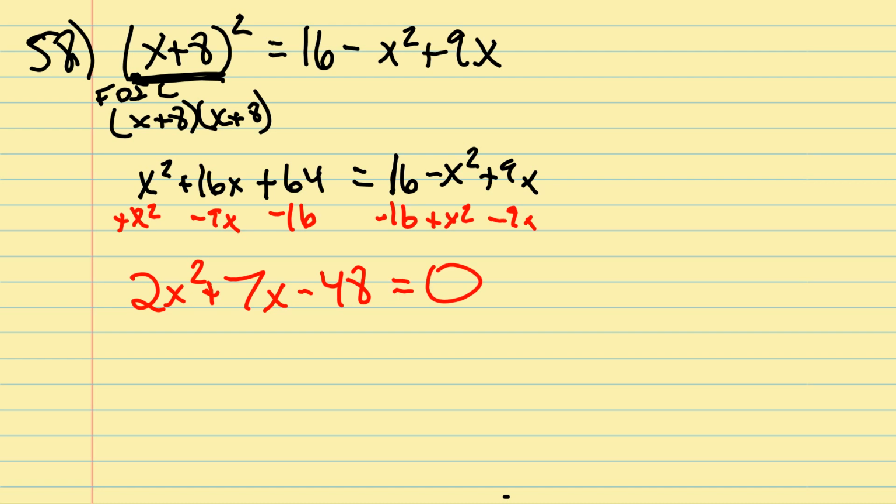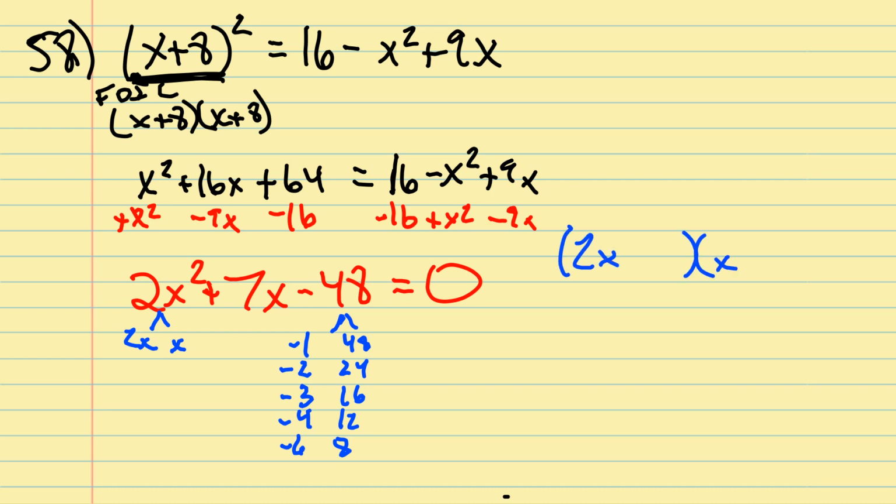Now I go through and I say, how do I get 2x squared, 2x, and x? That's the only option. How do I get 48? Minus 1 and 48, minus 2 and 24, minus 3 and 16, minus 4 and 12, minus 6 and 8. So I'm just going to start guessing and checking. 2x and x. Remember, it's got to equal 0. I do minus 1 and 48. I get 96x on the outside. Minus 1x is 97x. Not going to work.